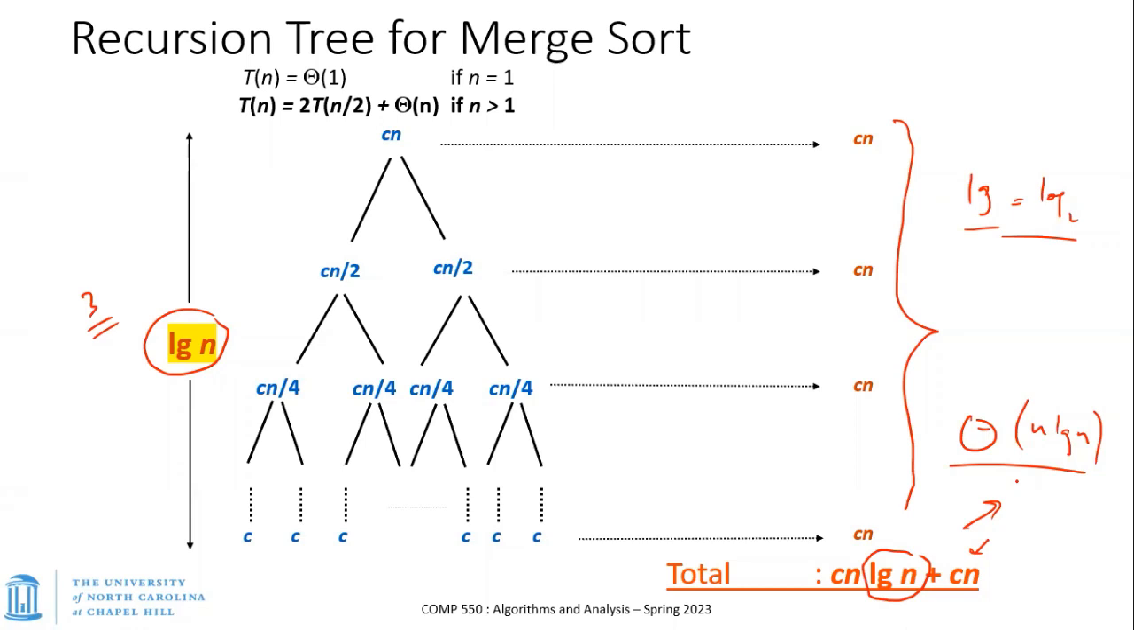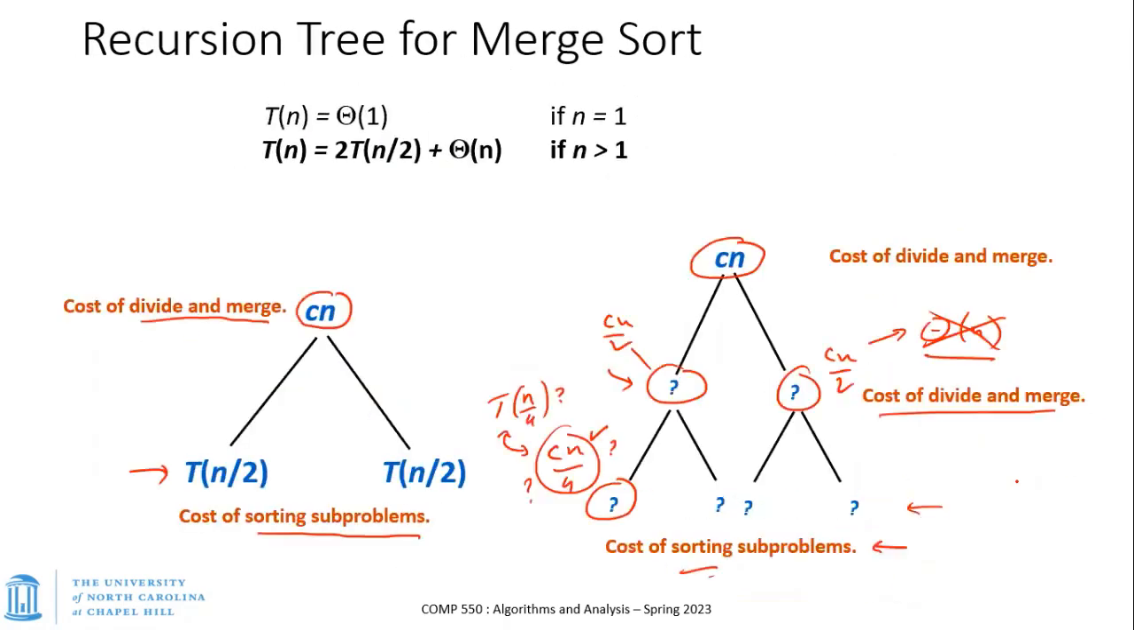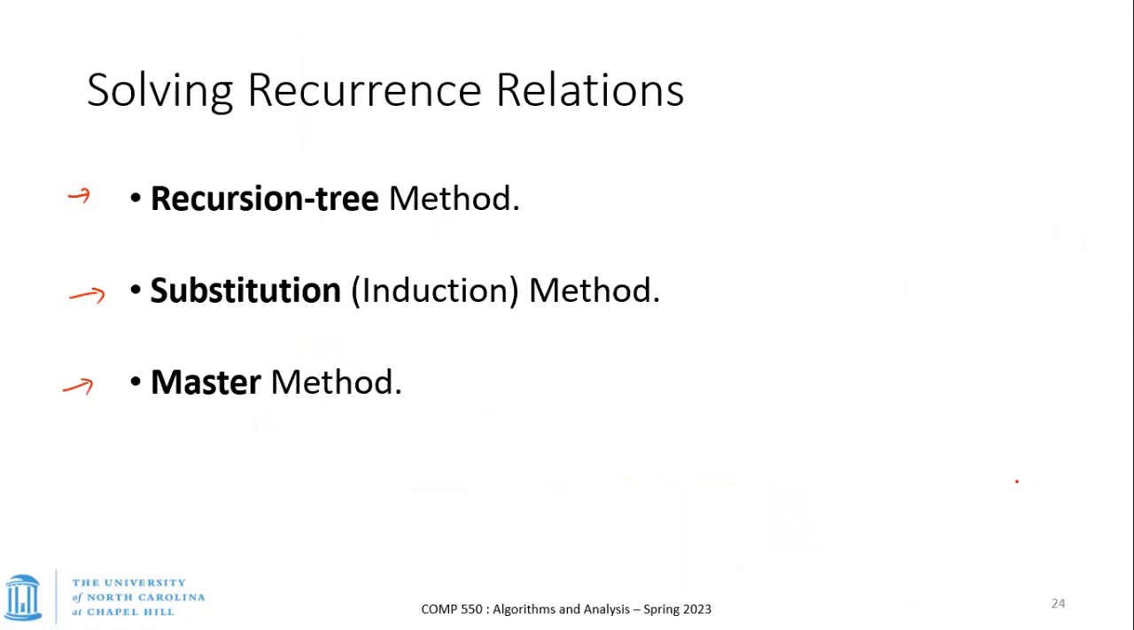All right, that's great. We've been able to use one technique. As I said, there are 3 techniques. We've been able to see how the recursion tree method can solve this problem. Now let's take a look at a slightly more rigorous method, which is referred to as the substitution method.